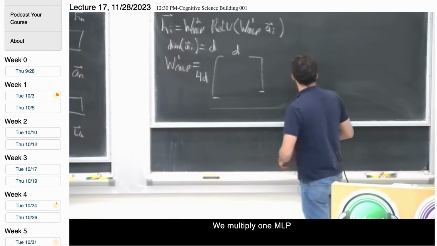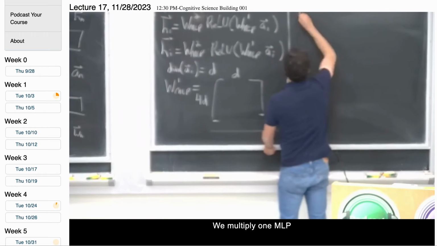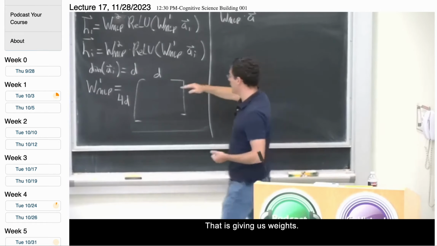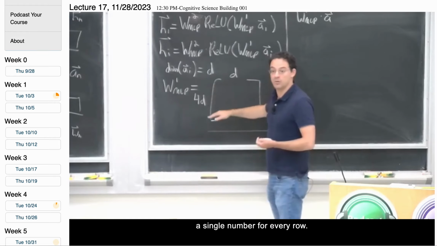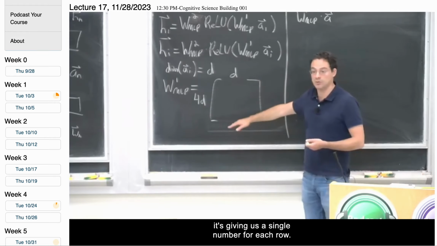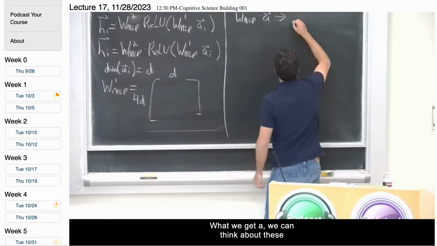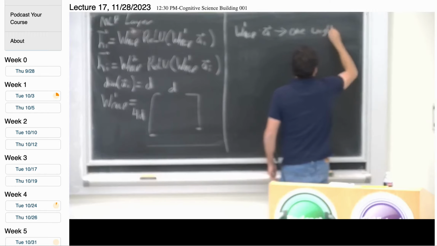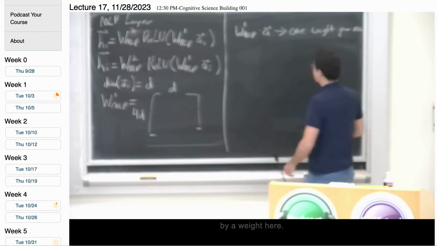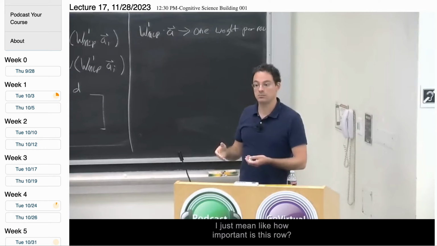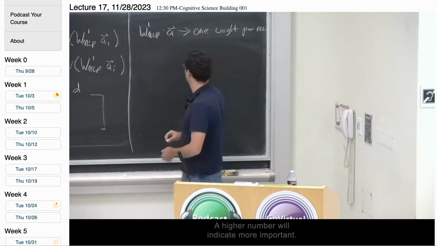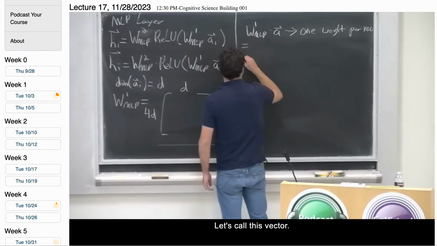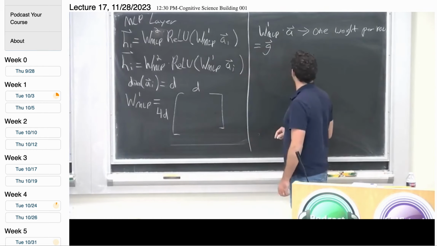Okay. So we multiply W1 MLP times A. What's that doing? That is giving us weights. We can think about that as giving us a single number for every row here. So we have 4d rows. It's giving us a single number for each row. So what we get are, by a weight here, I just mean how important is this row? A higher number will indicate more important. Okay, so we have this vector here. Let's call this vector G. So this is our vector G.